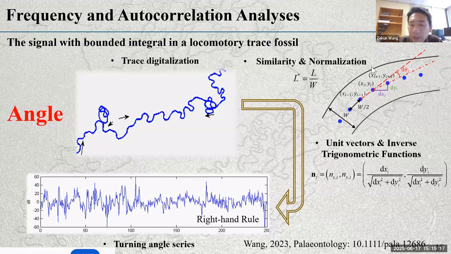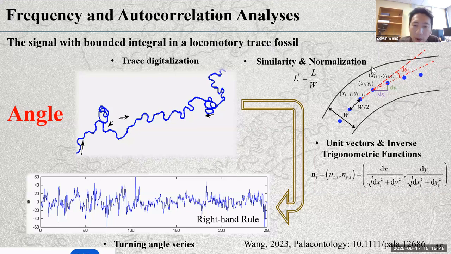It means when we talk about the length, we use the normalized length, which equals the actual length divided by the actual width. So if the normalized length is 10, it means the length is 10 times the width at that point. Then we can use the unit vectors and the inverse trigonometric functions to calculate the deviation angle or the turning angle between two sampling points.